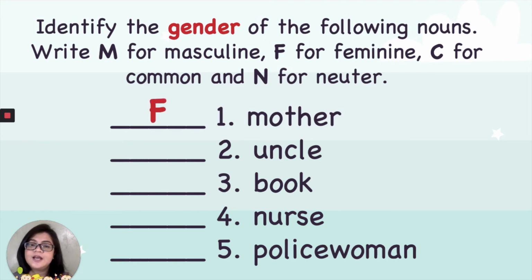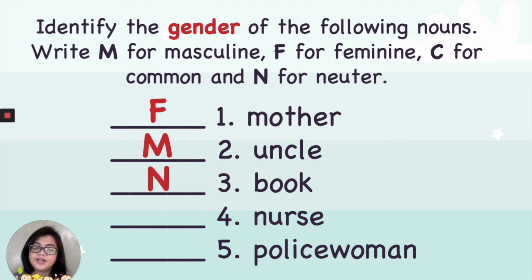For number 1, mother is a name of a female person, so it's a feminine. Uncle, for number 2, is a name for a male person, so it's a masculine. Book. Book is a thing, right? It's a non-living thing. So it's neither a male or a female, so it's neuter.